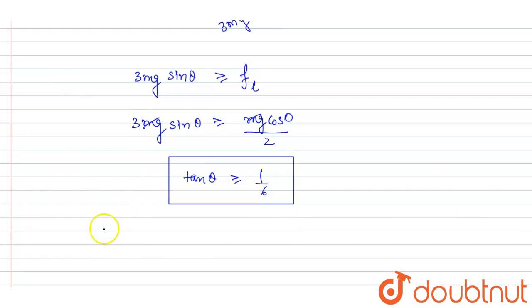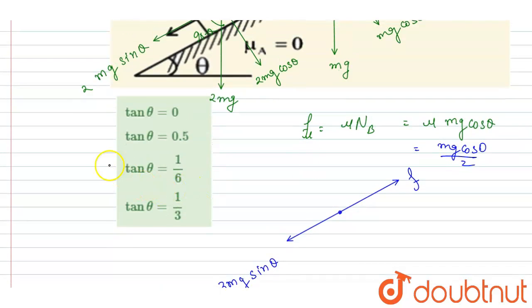So it will just start to move at theta. I will write: motion will just start at tan theta equal to 1 by 6. Now you can match the option. Tan theta is 1 by 6, so option C is the correct one.